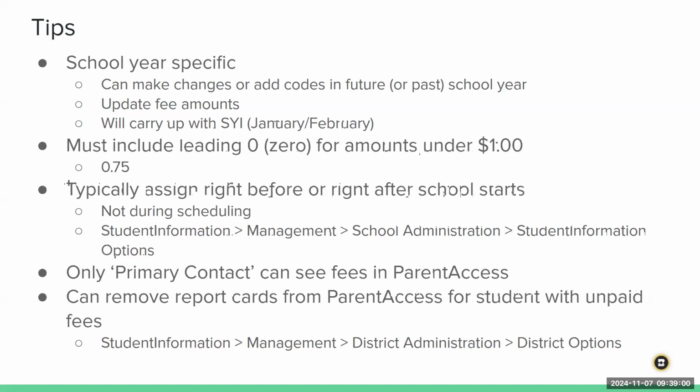So maybe your agenda book went from $5 and next year it is going to be $7. So you can start working with those as soon as SYI happens. When you have an amount that is under $1, it does need to have the leading zero, or you will get an error when you're trying to enter it. So if you're charging a student 75 cents, it needs to be 0.75 to eliminate that error.